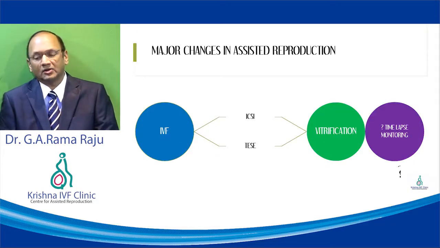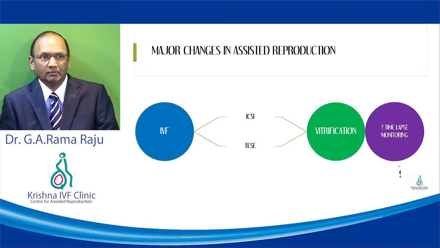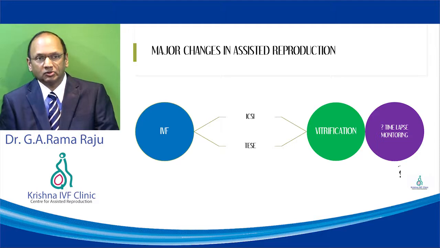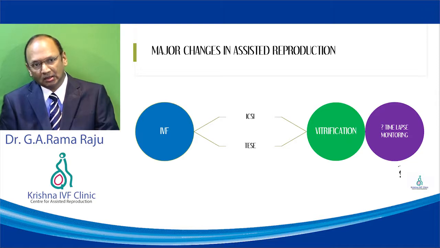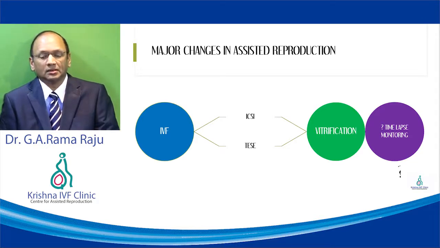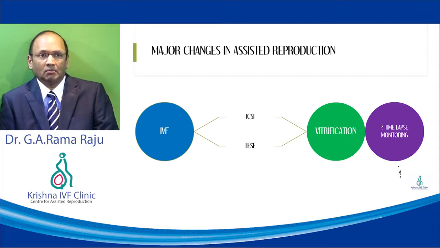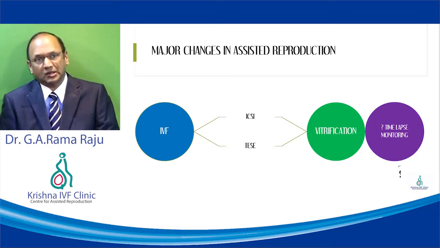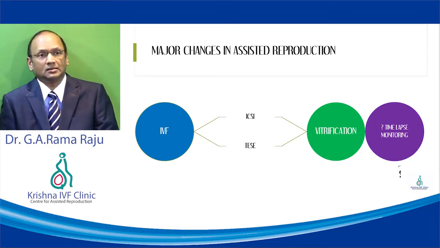All of us have seen in reproductive medicine a lot of technologies come and go, but there are only 4 major technologies for reproductive fertility which have stood the test of time. One is in vitro fertilization, the second is intracytoplasmic sperm injection, then testicular sperm extraction or aspiration, and vitrification. Most probably time-lapse technology might be the 5th one, but only time will answer that question.